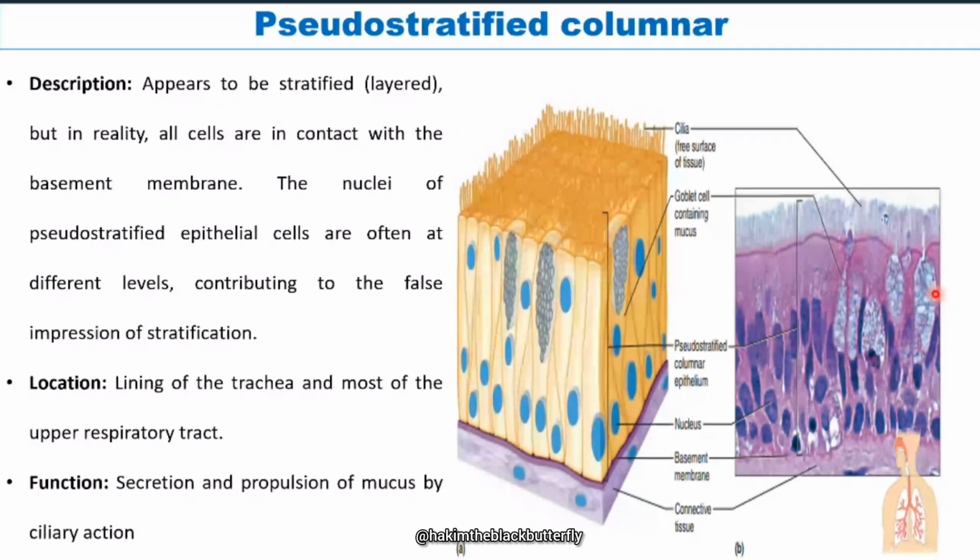So this tissue is going to be very, very relevant along the respiratory tract, the upper respiratory tract, and it's going to be very important in trapping foreign bodies. The mucus will trap the foreign bodies, the cilia will propel these foreign bodies out of the respiratory tract to prevent any kind of lower respiratory infections because of those foreign bodies.